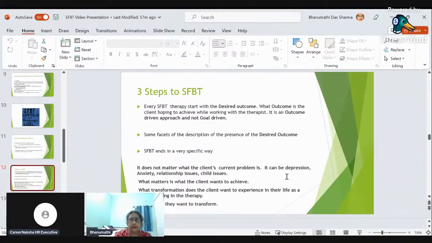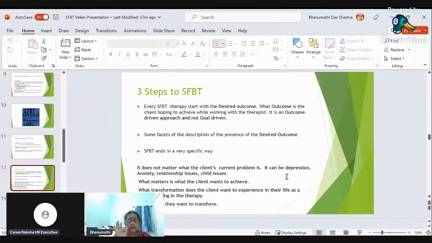Now, there are 3 steps to SFBT. Every SFBT therapy starts with the desired outcome. What outcome is the client hoping to achieve while working with a therapist? It is an outcome driven approach and not goal driven. If you don't know what the client's desired outcome is, you cannot proceed in the therapy.